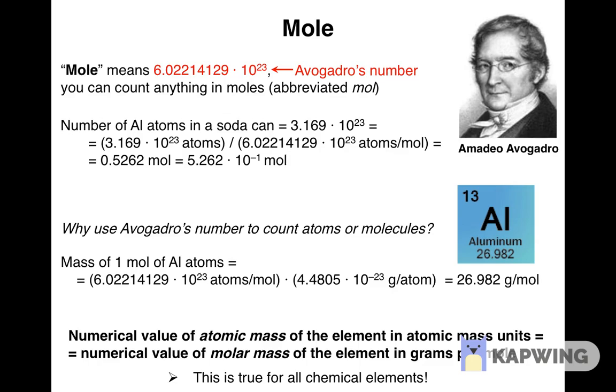It turns out that for all elements in the periodic table, the numerical value of the atomic mass of the element in atomic mass units is the same as the numerical value of the molar mass of the element in grams per mole of the element's atoms. Therefore, by defining the number of items in 1 mole as we did as Avogadro's number, we made it possible to find out the mass of 1 mole of atoms in grams simply by consulting the periodic table.